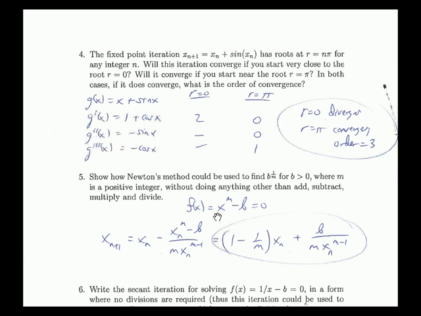Here's a Newton's method problem. We saw how to find the square root of b by solving x squared minus b equals 0. If you want the mth root, then you just solve x to the m minus b equals 0, because the root of that is b to the 1 over m power. So this is just a generalization of what we did. There, f of x is x to the m minus b. f prime is m x to the m minus 1. Just simplify a little, and there you are.